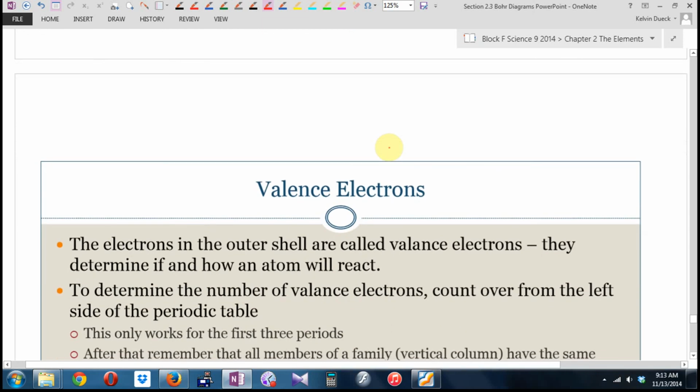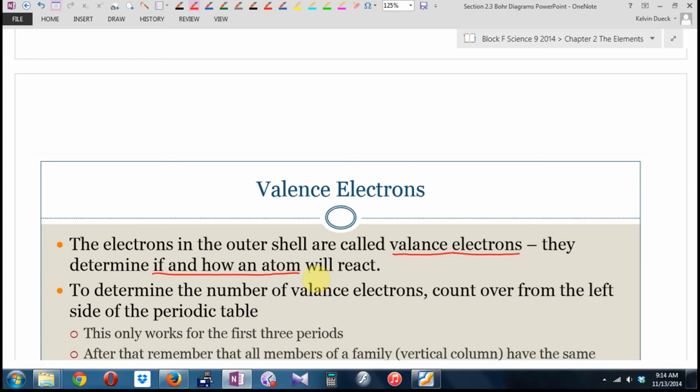So, valence electrons. The electrons in the outer shell are called valence electrons. You said that already. If I'm repeating it, it probably means it's important. Back to our notes. They determine if and how an atom will react. What I'm trying to do to help you guys out is underline the blanks so you can figure out what goes where. So I've talked about this, but it's so important, I don't mind, Kajal, repeating myself.